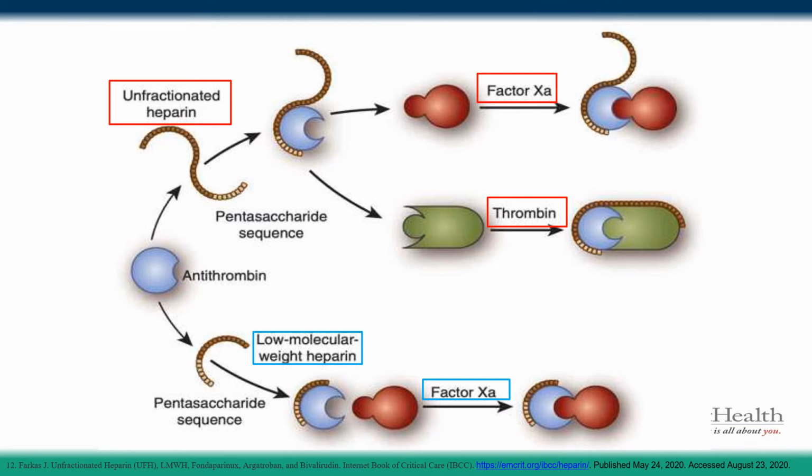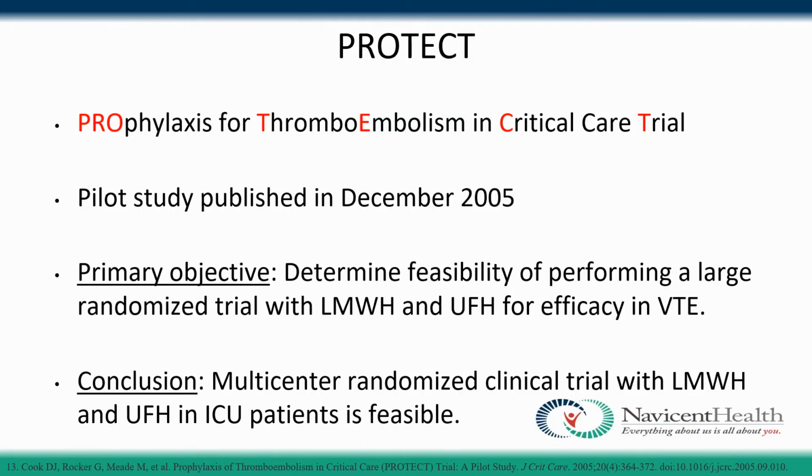So for our journal article, we're going to relate to PROTECT, or the Prophylaxis for Thromboembolism in Critical Care Trial. It was a pilot study that was published in December 2005, where the primary objective was to determine the feasibility of performing a large randomized trial with low molecular weight heparin and unfractionated heparin for efficacy in VTE. The conclusion of the pilot study was that a multi-center randomized clinical trial with both heparins in ICU patients is feasible.